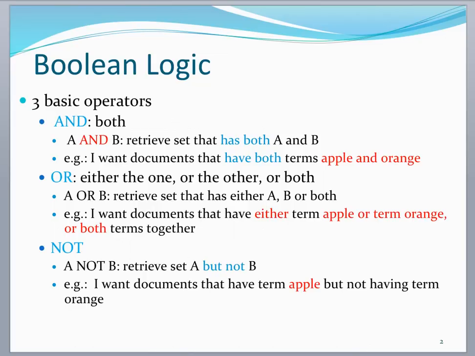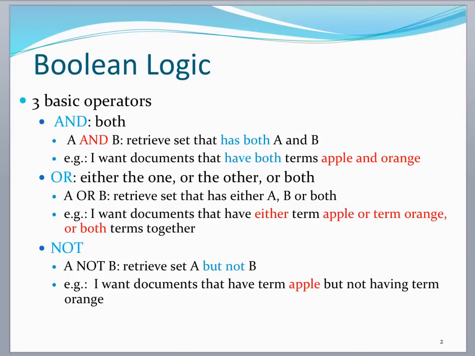The first basic operator is AND, and what it means is that when you combine two terms, for example A and B, with the operator AND, you will retrieve a set that has both terms A and B. We're going to see this in a graphical way in the next slide. For example, I want documents that have both terms apple and orange. So in my search, I would combine both terms, apple and orange, with the operator AND.